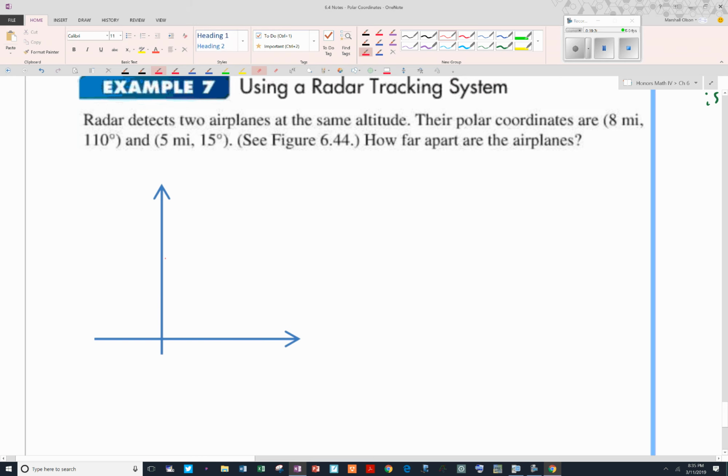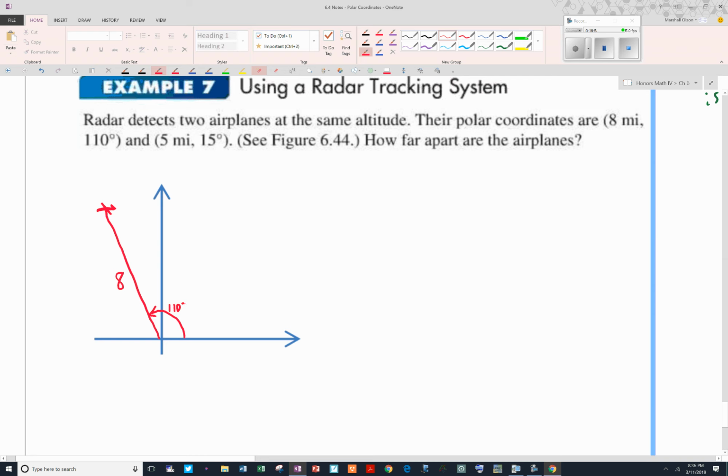So we know that first plane has an angle of 110 degrees, and it is 8 miles. So this is 8 miles right here away from the pole. There's plane 1 right there. I'll draw a little plane there, whatever you want to do. There's 110 degrees right there as well.